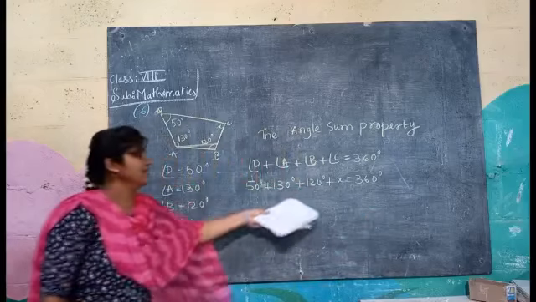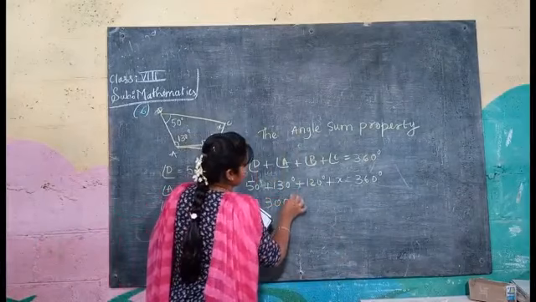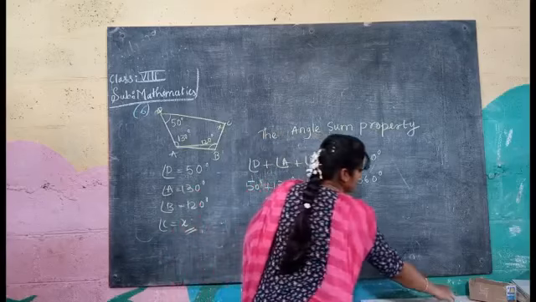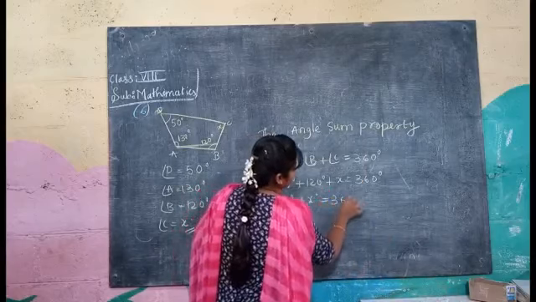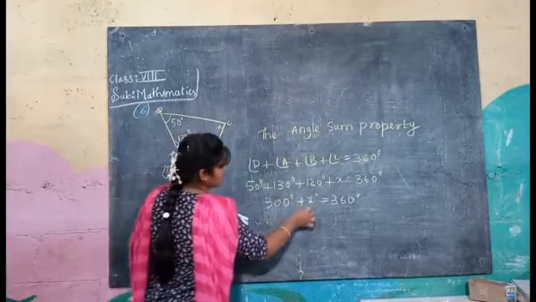Now we have to add these three. Add these three, what do we get? We get 300 degrees plus x. 300 degrees plus x is equal to 360. I will take this x outside.